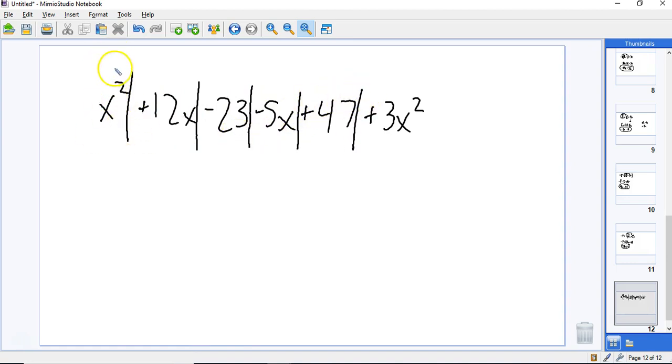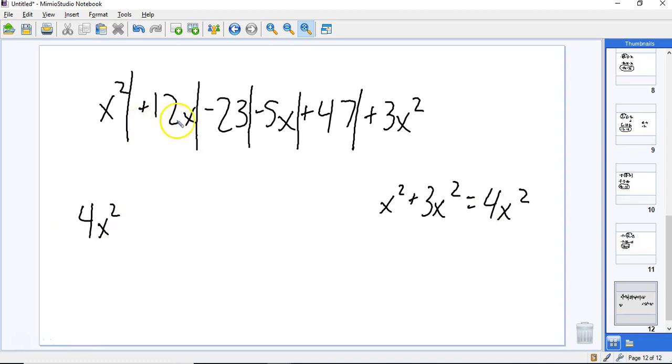Let's look for the x squareds. I've got an x squared and an x squared. Okay, they're both same variable raised to the same power. So they are like terms. So I've got x squared plus 3x squared. That's going to equal 4x squared. So I'm going to write that here, 4x squared.